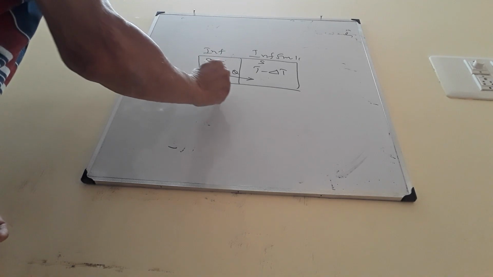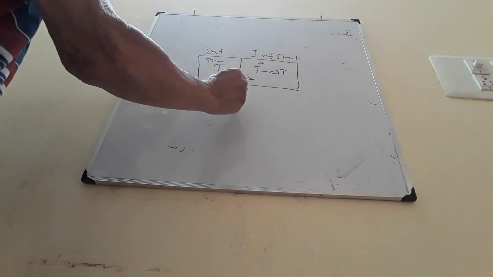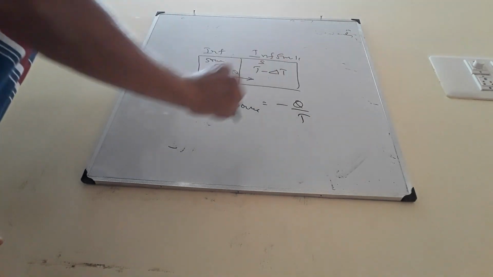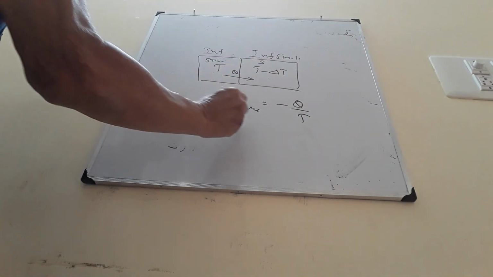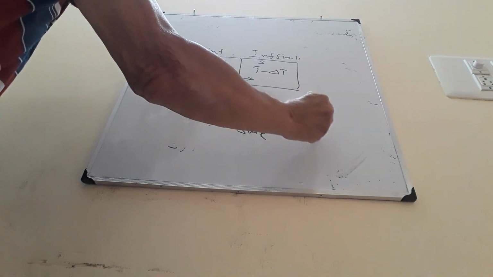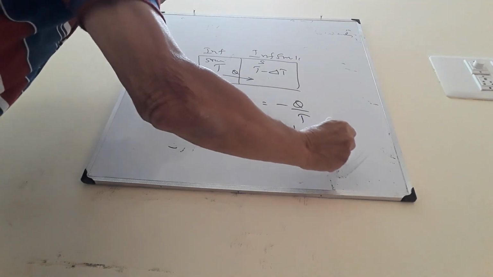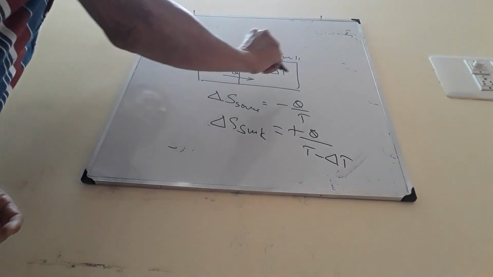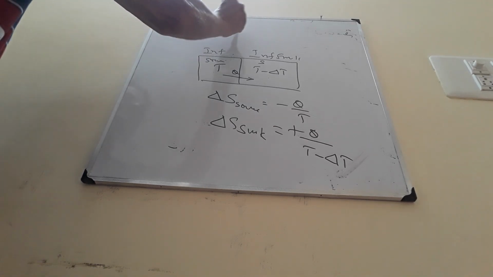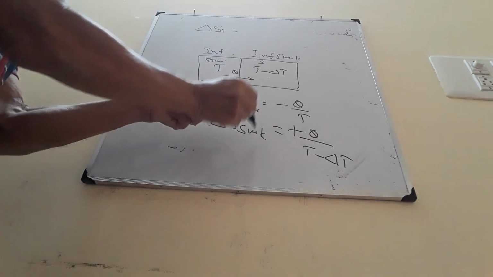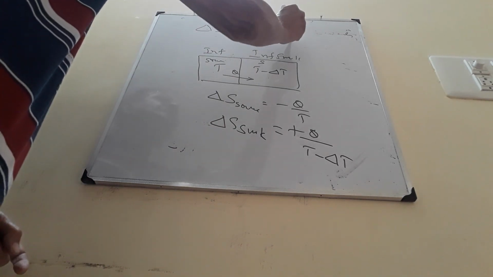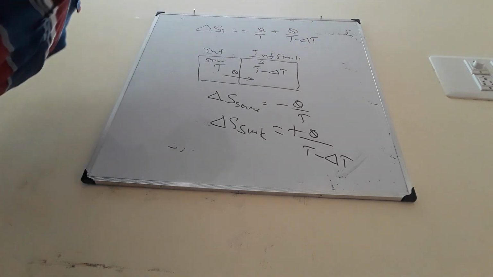So what's delta S of source? It is an isothermal process. Therefore the source is losing heat, so it is minus Q by T. Whereas delta S of the sink is gaining heat, plus Q by T minus delta T. Only if there are different temperatures will heat flow. So heat flows from here. So total entropy is delta S of source plus delta S of sink, that is minus Q by T plus Q by T minus delta T.